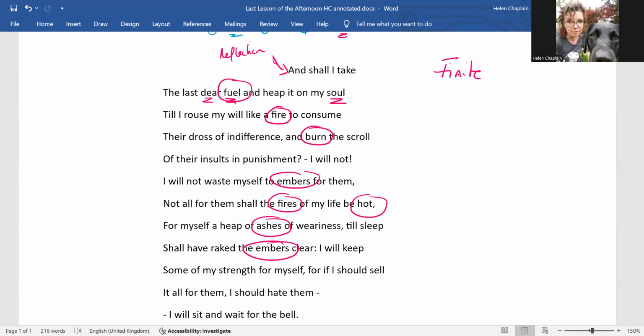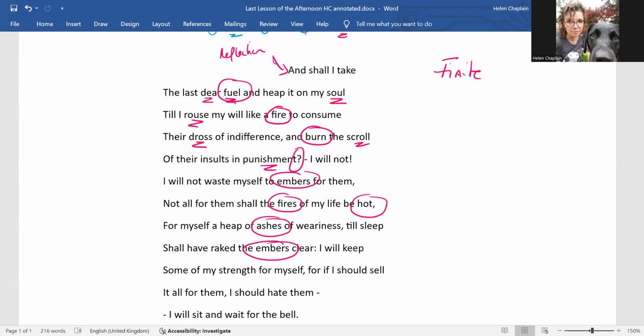And he says, shall I kind of use this until I can, to rouse something is to awaken, to enliven, to awaken what I want to do, like a fire to consume their dross of indifference. Dross is rubbish. Can I get my energy levels so I can actually absorb all of this not botheredness, right? And start to burn the scroll, this kind of written never-ending list of insults and punishment. What am I going to do? Am I going to get enough energy to be bothered to actually punish them for this?